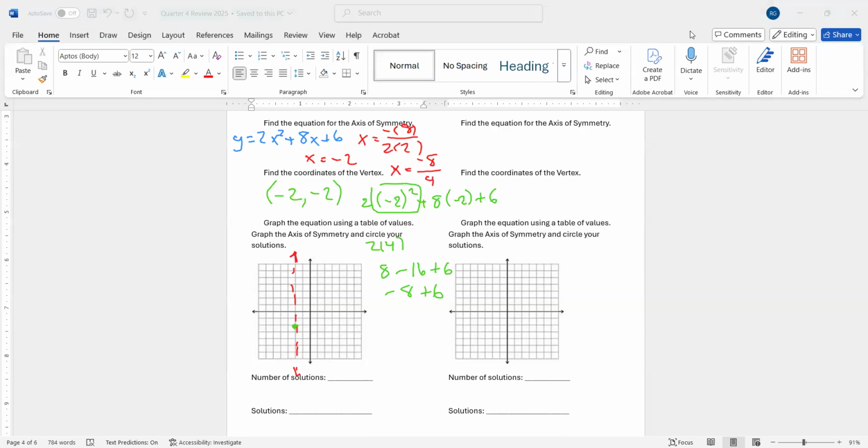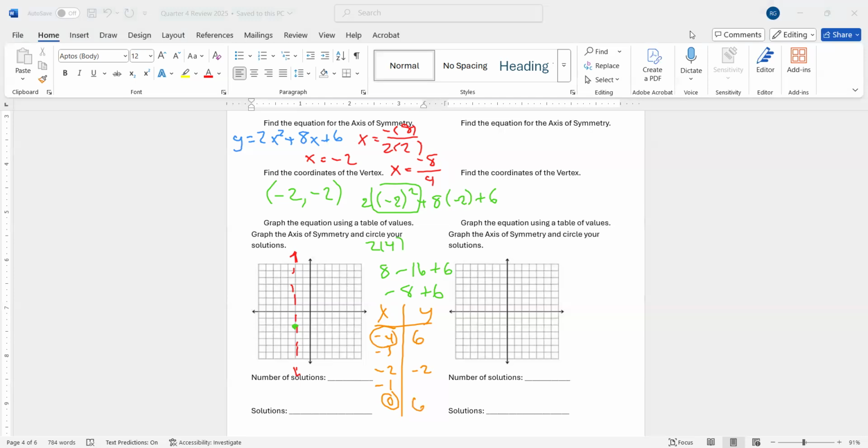Now I need to find the other points. So that's going to be my vertex in the middle. Two numbers smaller would be -3 and -4. Two numbers bigger would be -1 and 0. The symmetry allows me to match up 0 and -4 should have the same y value. So when I put 0 in, 0 squared is 0 times 2 is 0 plus 8 times 0 is 0. So anything with an x basically gets wiped out by the 0. Plus 6, so the y value is 6 for both of those.